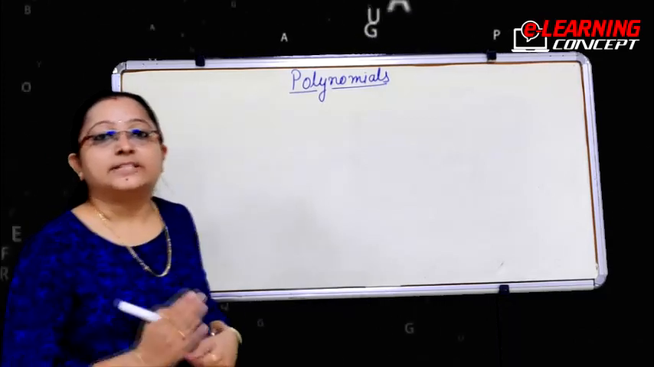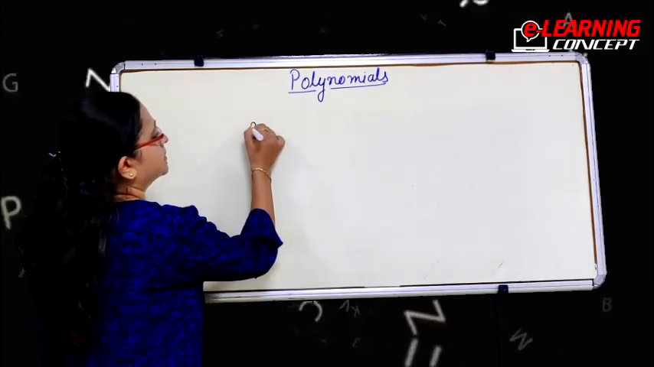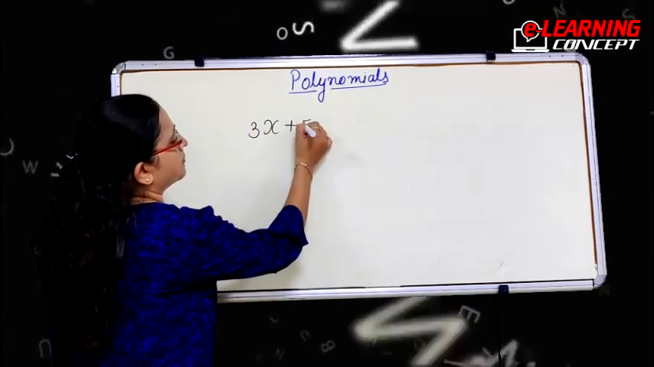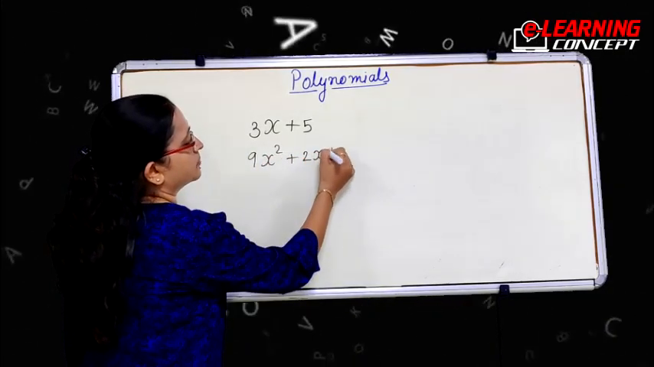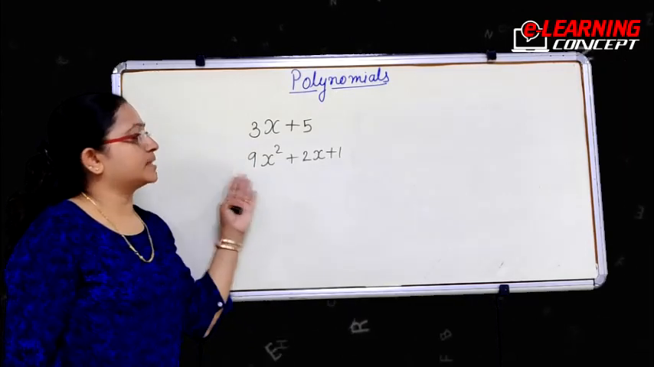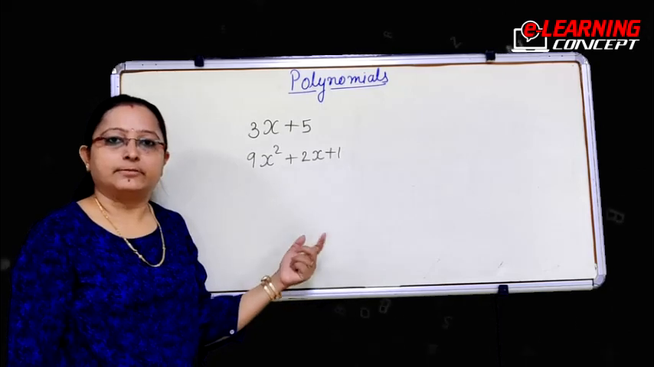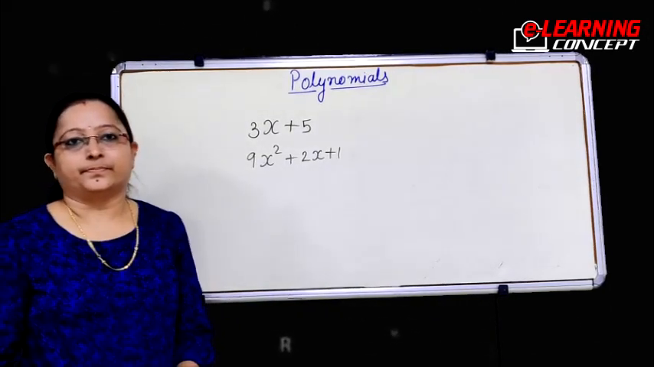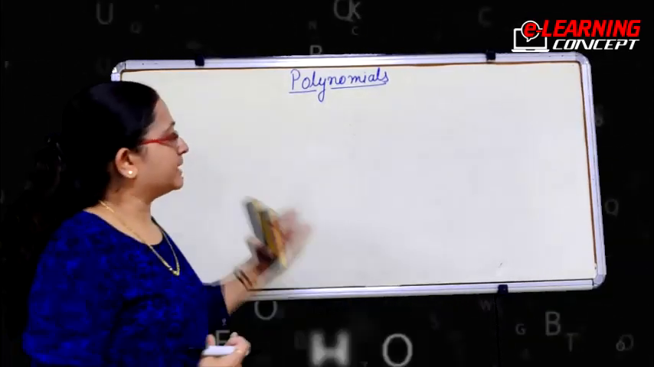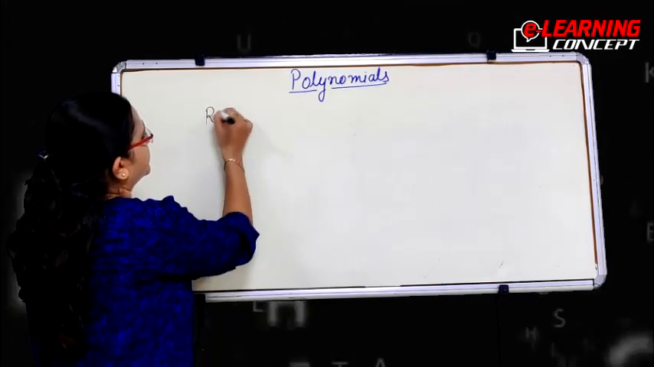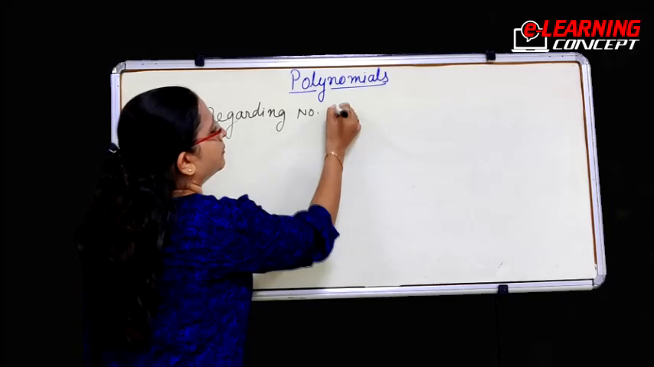As you have seen algebraic expressions in previous classes. So if we have 3x plus 5, 9x square plus 2x plus 1, this kind of all the expressions are polynomials. Now how polynomials are formed, that we will see. So basically polynomials are divided in few categories like regarding terms, number of terms.